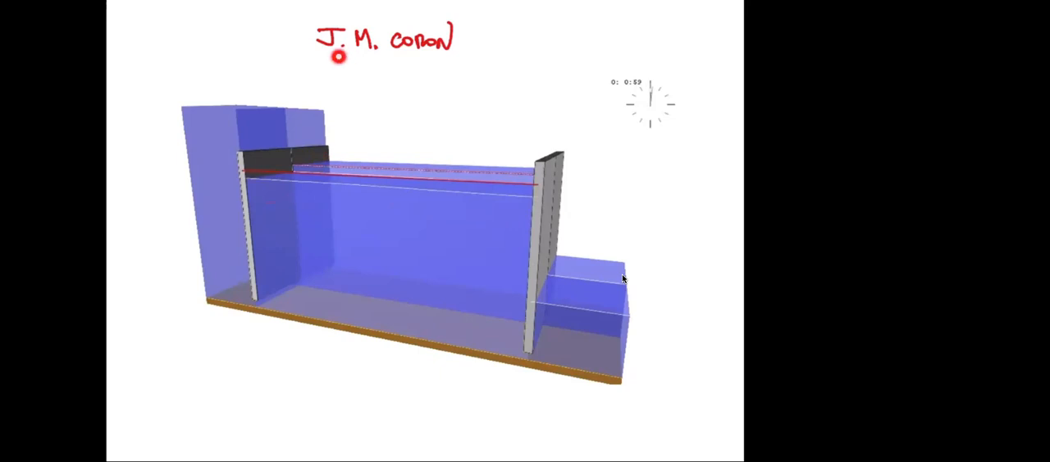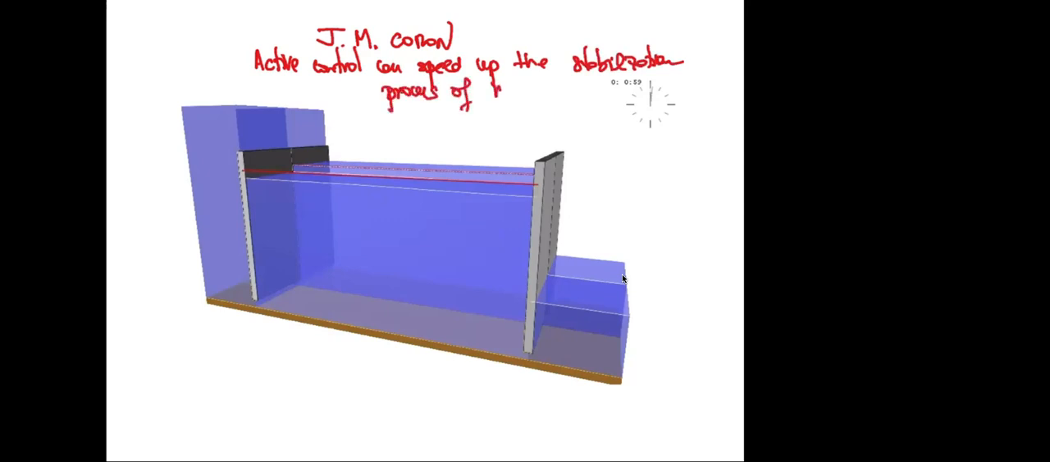So here, in this problem, what we have done is to show how active control can speed up the stabilization process of natural phenomena. In this case, the phenomenon under consideration is the dissipation of waves, right?